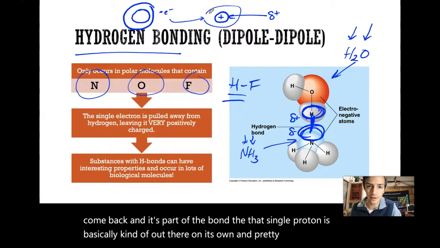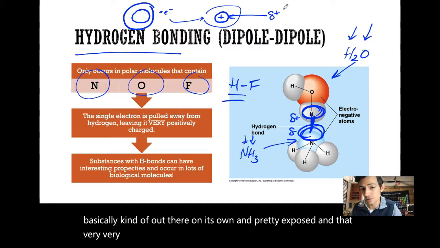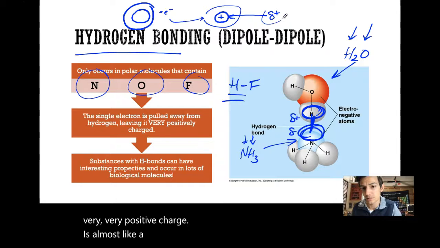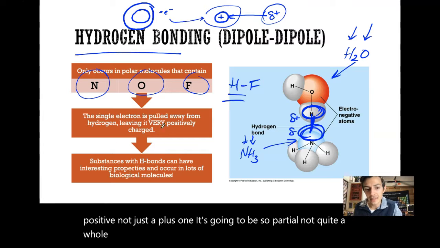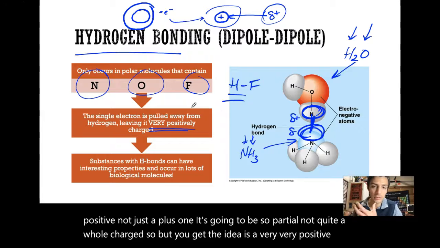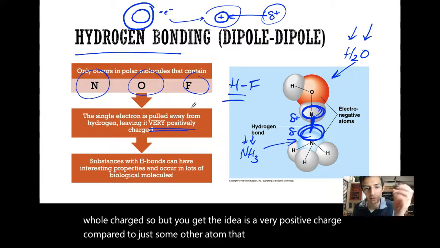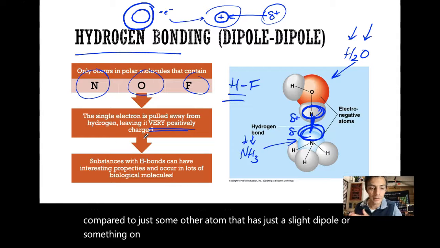That very positive charge is almost like a whole charge, but we still call it partial positive, not just a +1. It's still partial, not quite a whole charge. But you get the idea. It's a very positive charge compared to some other atom that has just a slight dipole on it. It's a very strong dipole.